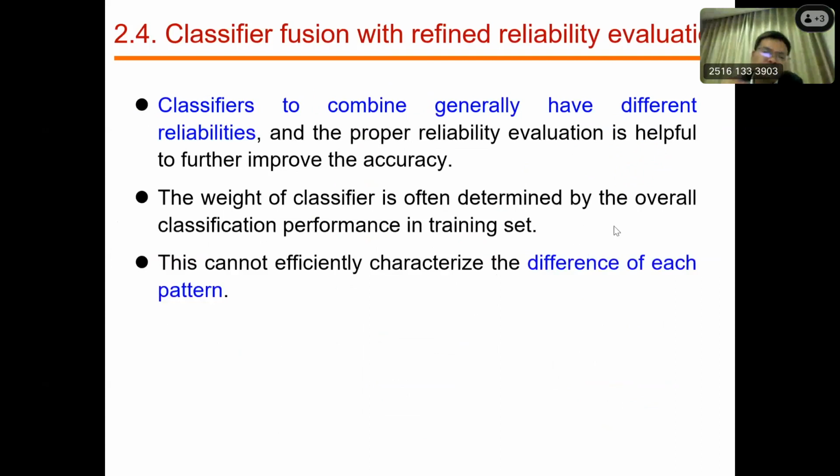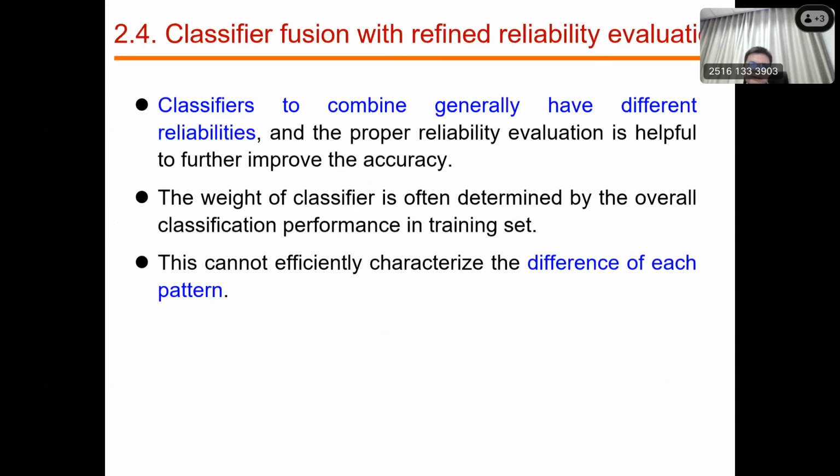And as we know, the classifiers to combine usually have different reliability. The reliability evaluation is usually very important and helpful for improving the accuracy. Of course, the classifiers here can be classifiers trained with different attributes, or with different training data and so on. The weight of a classifier is also determined by its classification accuracy. For example, if one classifier has very high accuracy on the training data, usually its weight will be bigger in the fusion. If the classification accuracy is very low, in such a case the weight is usually small.